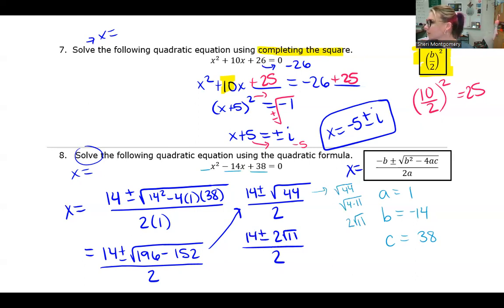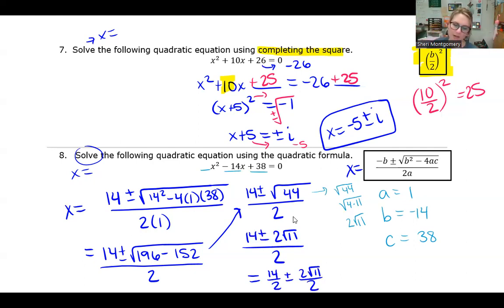At this point, I'm not really solving anything. All I'm doing with quadratic formula is I keep simplifying stuff. What I notice is that I can split this fraction up so that I can reduce them. So all I'm doing is splitting the fraction. So I'm kind of running out of room, but I'll try and write it small underneath. So I end up with 14 over 2 plus or minus 2 square root 11 over 2.